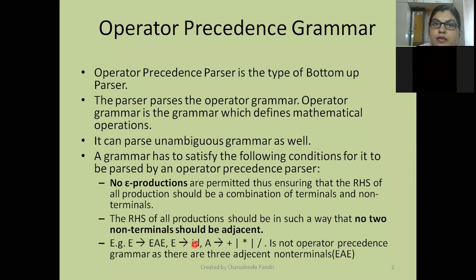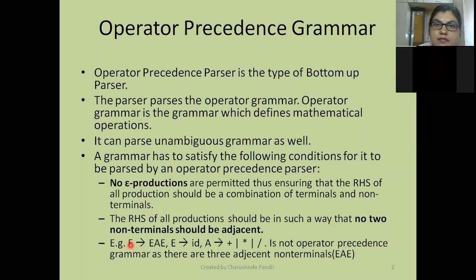What is the meaning of reduction? Whatever you have on the right hand side of the production, when that entire thing gets replaced with the one symbol on the left hand side of the production, we call it a reduction. If I replace this with, let's say, plus or asterisk, what will I get here? E plus E, right? Yes? So E plus E can get reduced to E.